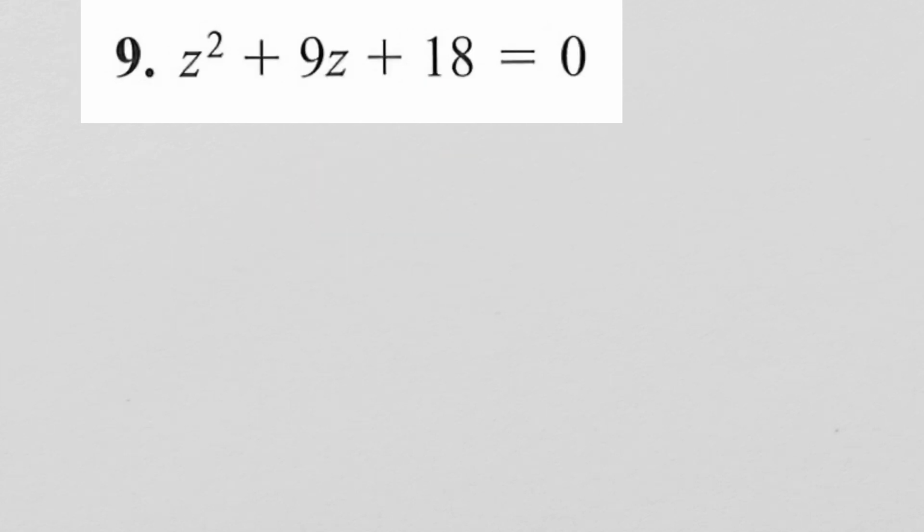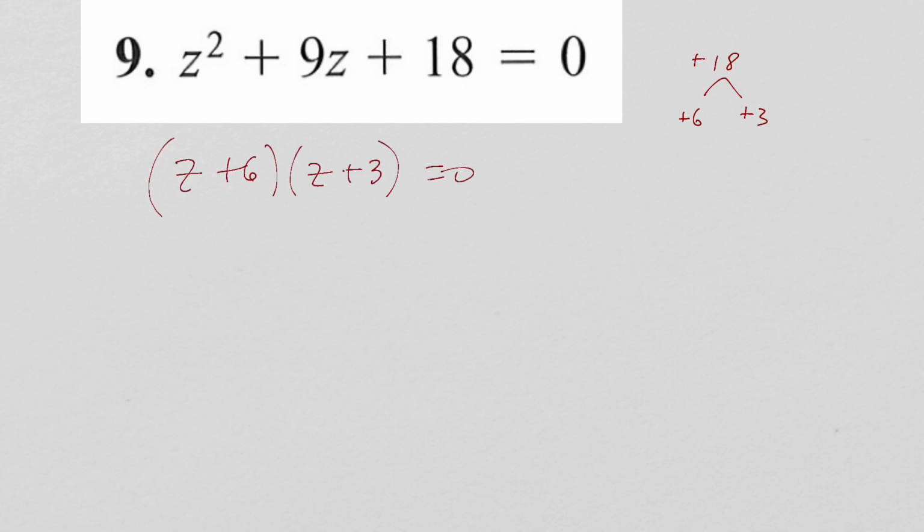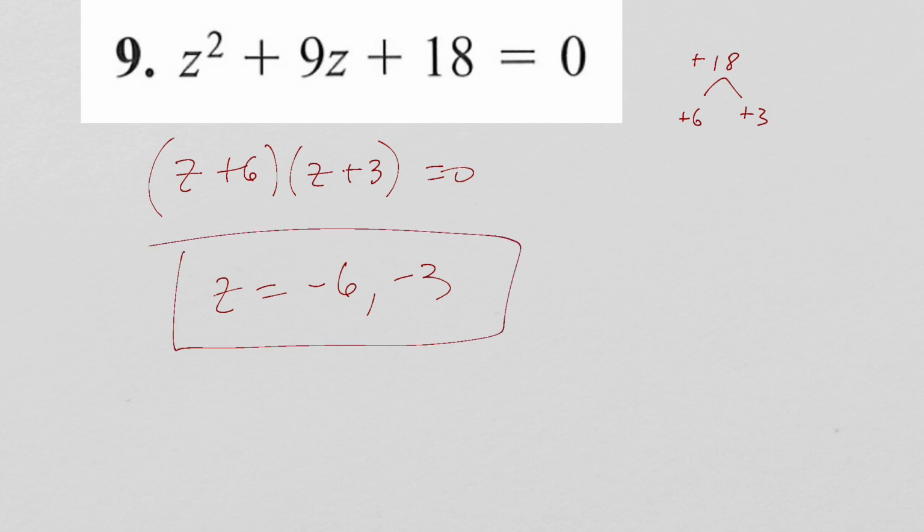Okay, so factors of +18 that add up to 9 are 6 and 3. So we have z plus 6 and z plus 3. So that tells us that z is equal to -6 over 1 and -3 over 1.